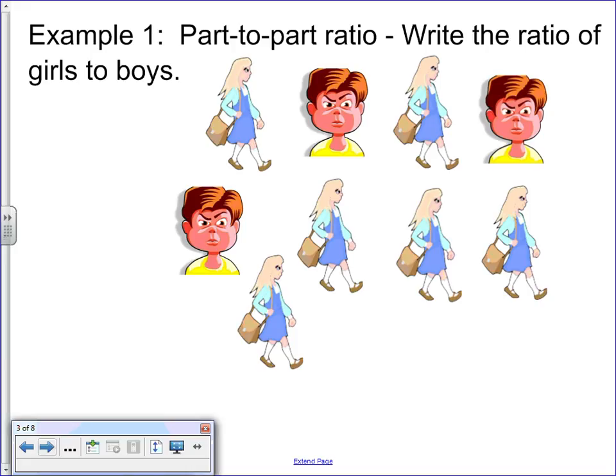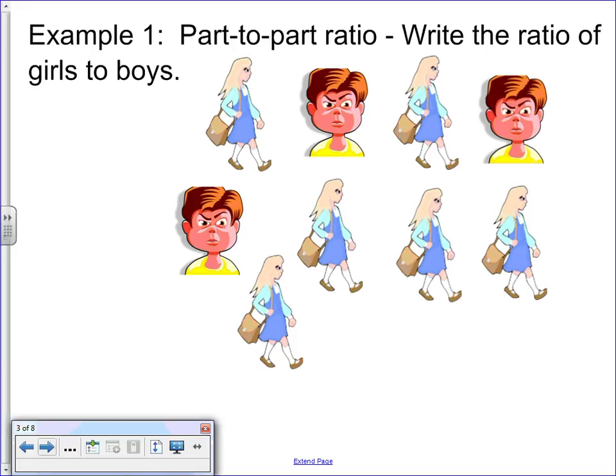So for example, boys and girls are not the same thing. Boys are boys, girls are girls. Now, we could say students, and that would be boys and girls. But in this case, we're comparing boys to girls. That makes it a part-to-part ratio. So it asks us to write a ratio of girls to boys.